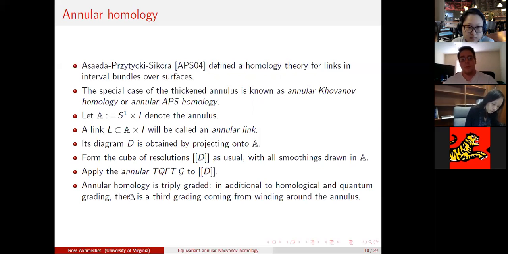One thing I'll say now is the annular homology has three gradings. You have homological and quantum grading as usual, and you have this additional third grading that comes from going around the hole, so to speak, around the annulus. And I'll explain what I mean by that. So it's triply graded.